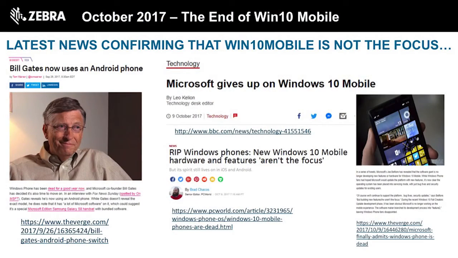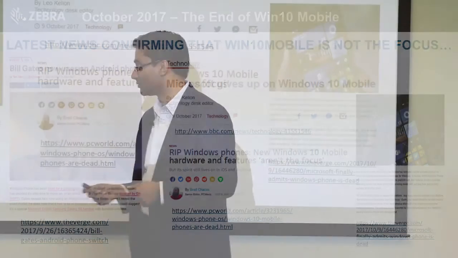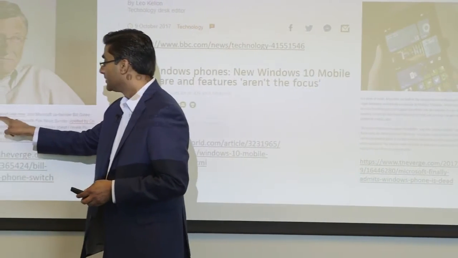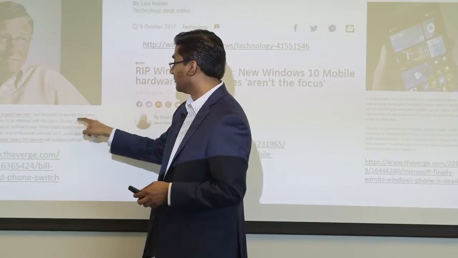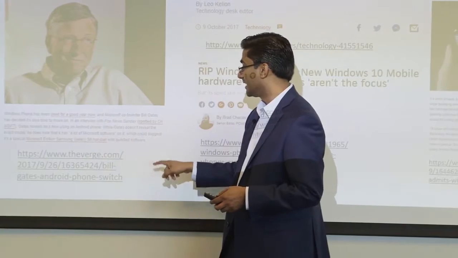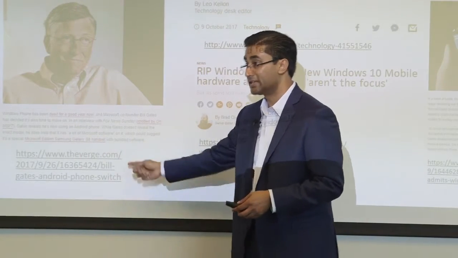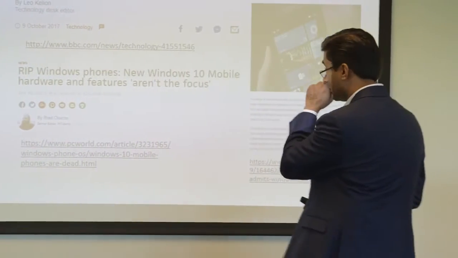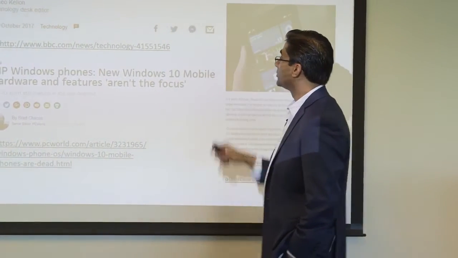Now, some other fun news to look at, from the Microsoft side. Bill Gates, everyone knows who Bill Gates is, right? He now uses an Android phone. Bill Gates was actually the biggest proponent of Windows Phone, but Windows Phone has been dead for a good year now. Bill Gates was spotted with a Microsoft Edition Samsung Galaxy S8 handheld with bundled software. This is a news article that came out last year, where Bill Gates officially said that yes, they are moving. Microsoft gives up on Windows 10 Mobile, right?